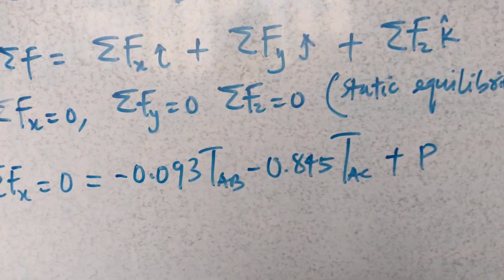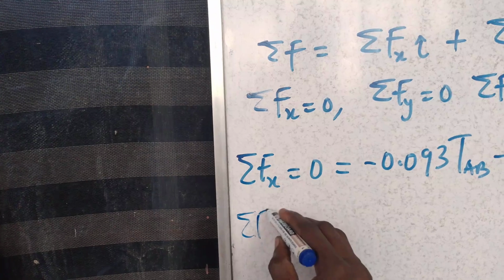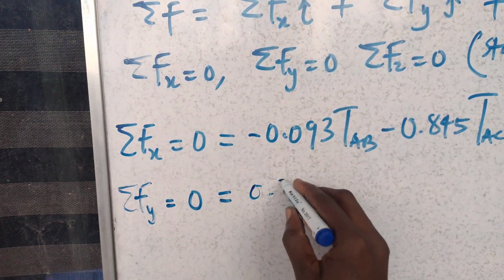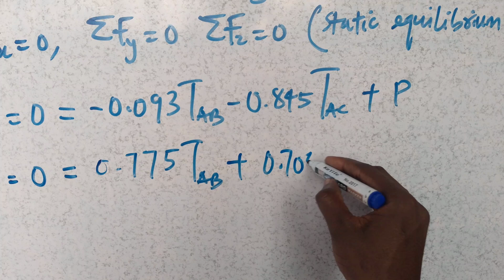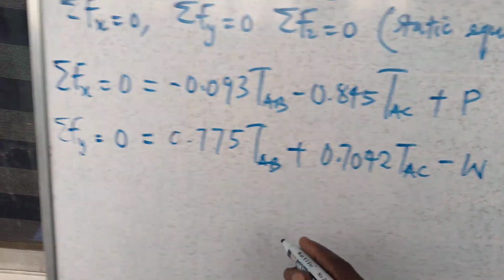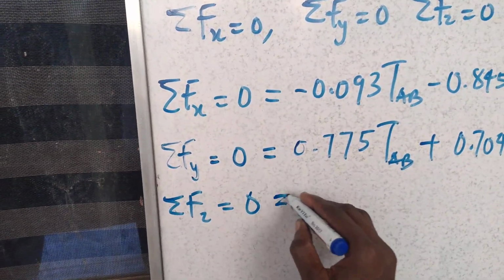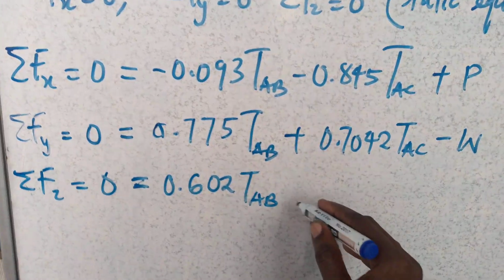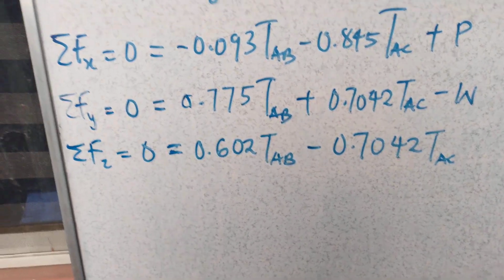Alright? Okay, so then this other equation changes. That is sigma Fy equals 0, which will be, you write this down, 0.775 TAB plus 0.7042 TAC minus W. Okay, and that of sigma Fz also changes. Sigma Fz will be equal to 0, which is equal to 0.602 TAB minus 0.7042 TAC. Okay, so the equation changes.